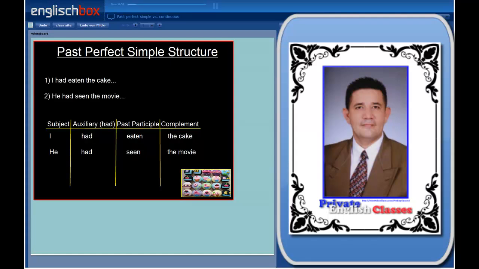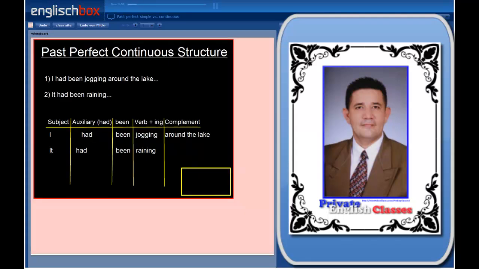Moving on from the structure of the past perfect simple, we can look at the past perfect continuous. The past perfect continuous is formed with the subject, then the auxiliary had, and then been, the past participle of the verb to be, then the verb with ing, followed by the complement. For example, I had been jogging around the lake, and it had been raining. So it, the subject, had, the auxiliary, been, and then raining, the verb with ing.